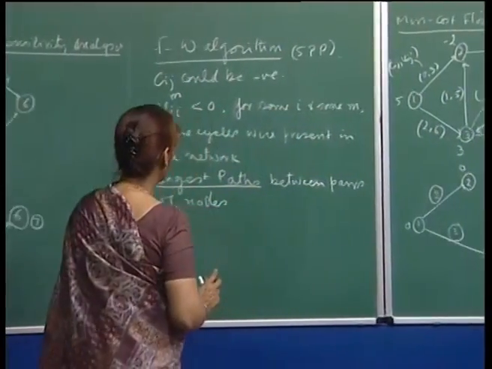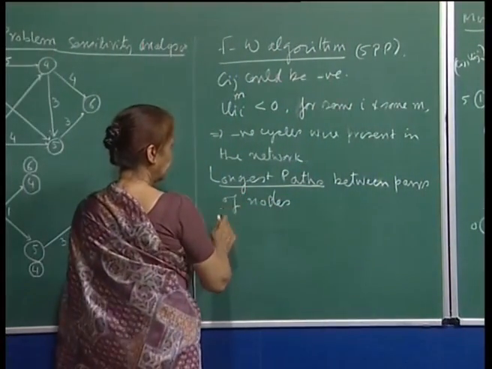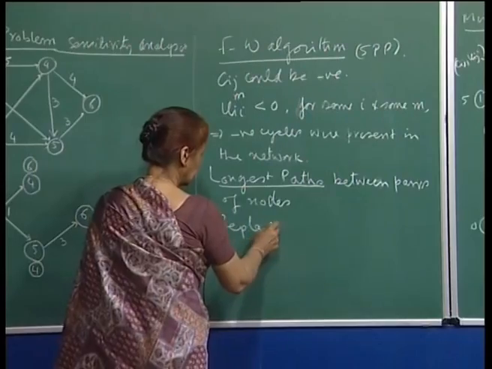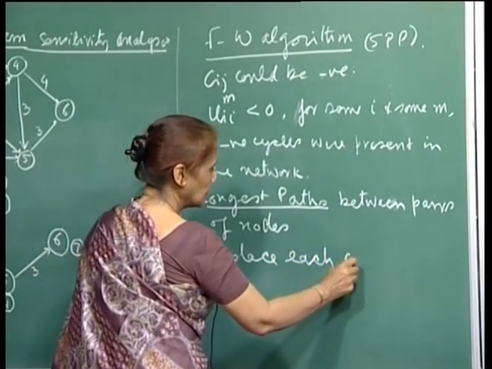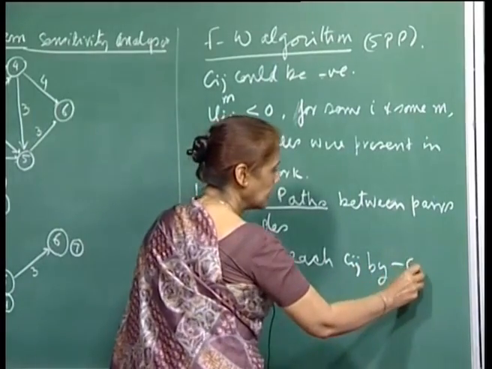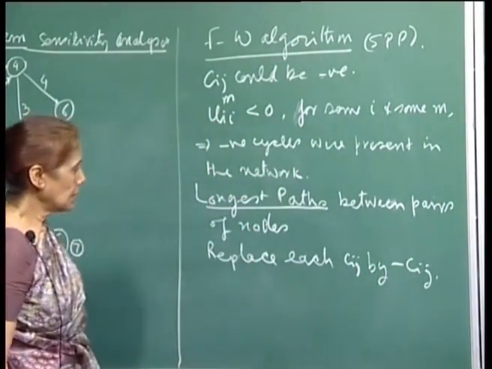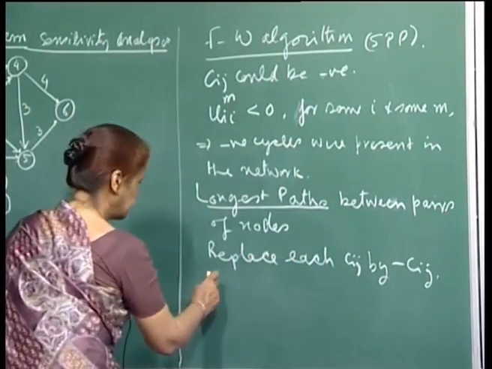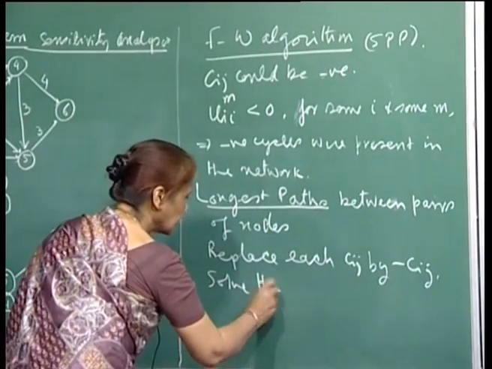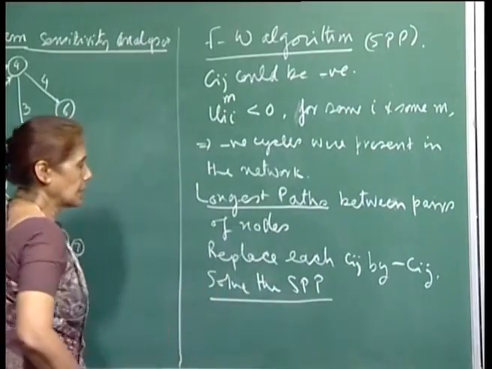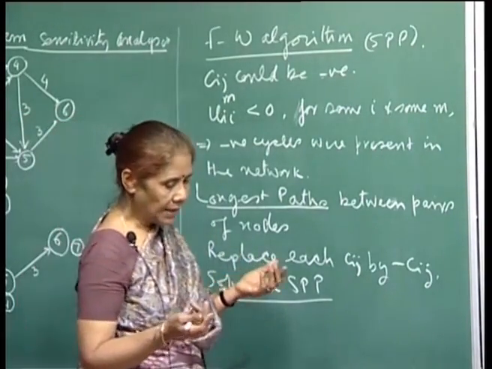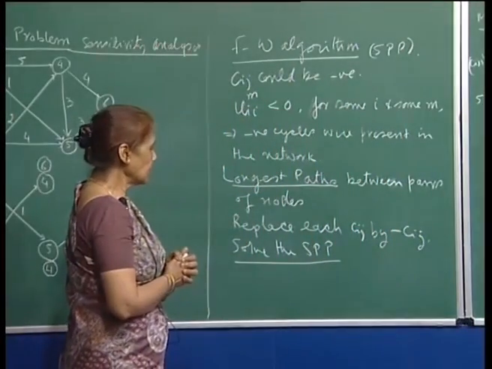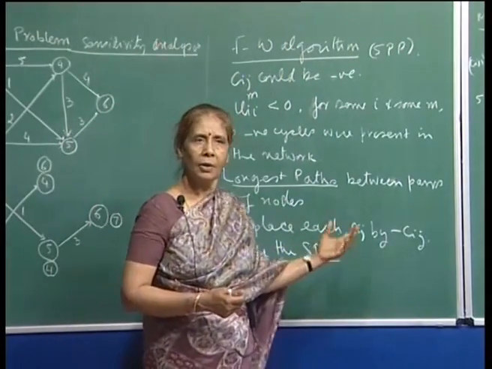So, now to look at it, what we will do is replace each Cij by minus Cij. Okay. So, if you replace each Cij by minus Cij and solve the shortest path problem, right. That means first replace all the Cij's by minus Cij, and then you look for the shortest path between the specified pair, and the shortest path computation will give you the longest path, right.